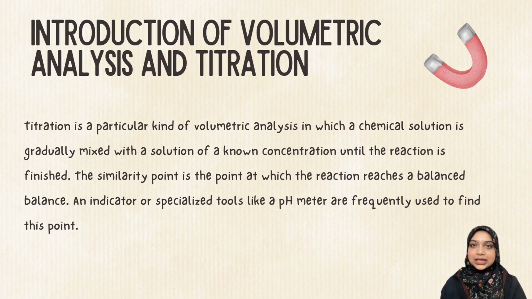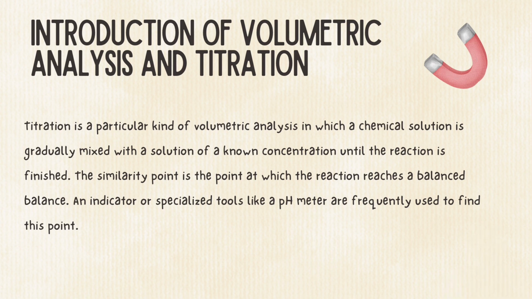Titration is a particular kind of volumetric analysis in which a chemical solution is gradually mixed with a solution of a known concentration called a titrate until the reaction is finished. The equivalence point is the point at which the reaction reaches a balance. An indicator or specialized tool like a pH meter are frequently used to find this point.